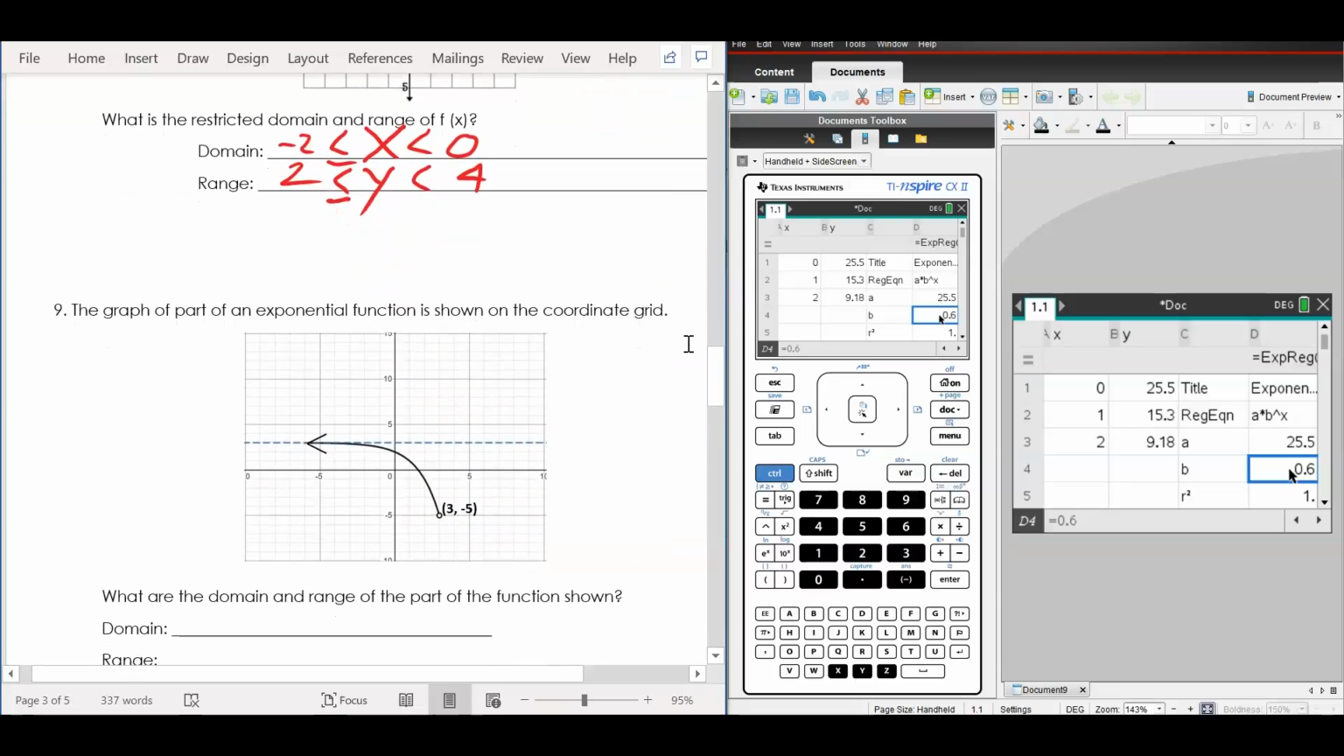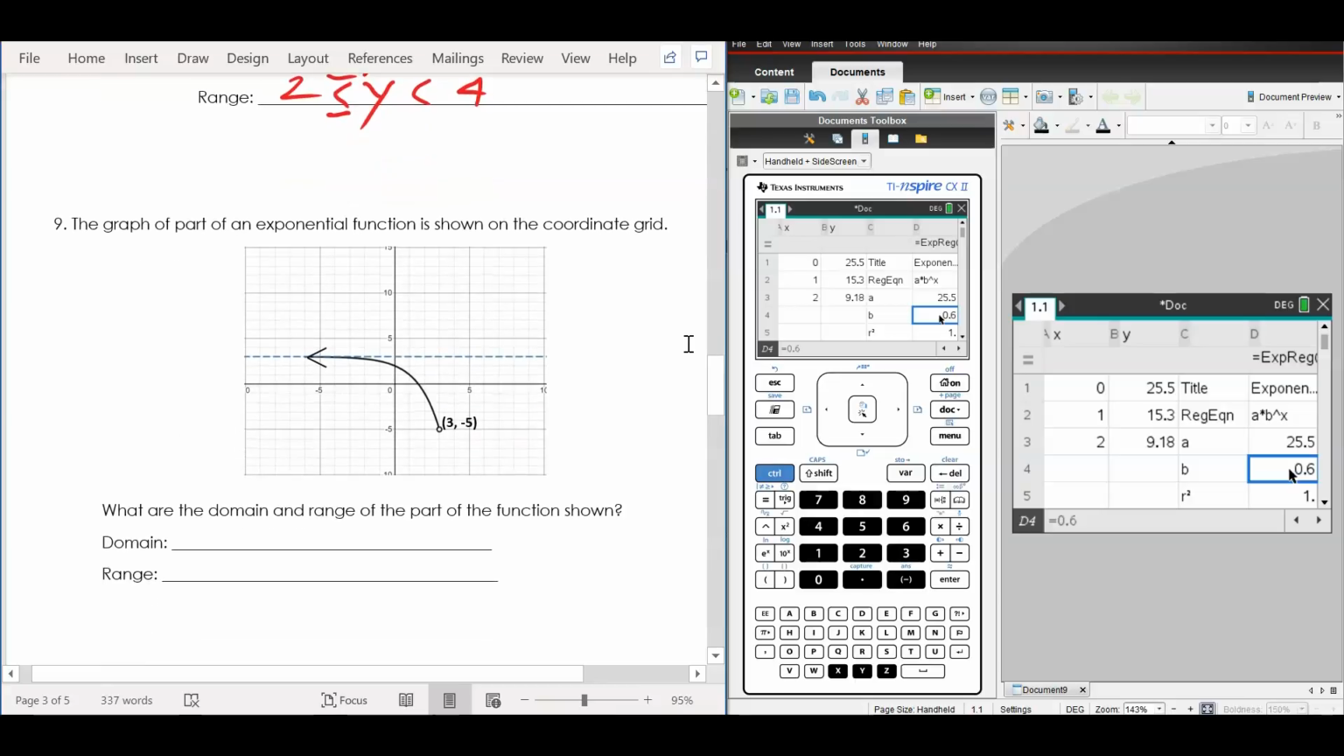All right, number 9. What is the domain and range? Once again, got X and Y, but this one might be a little more tricky. So when we're thinking left to right, it goes forever to the left, and it goes this far to the right when the X value is 3. So I would say that X is below 3. X is less than 3. And since it's open on the end, I'm not going to underline it.